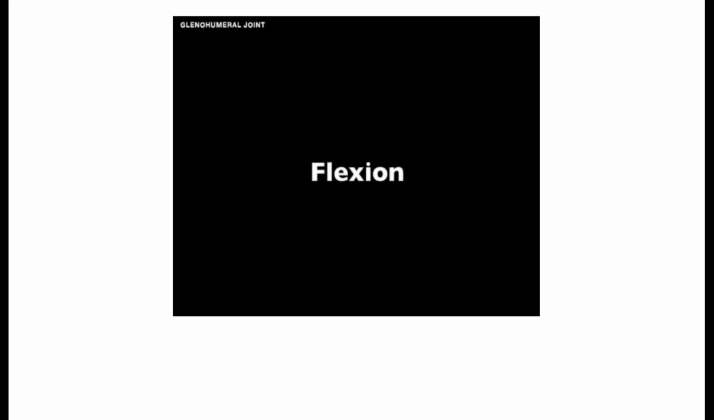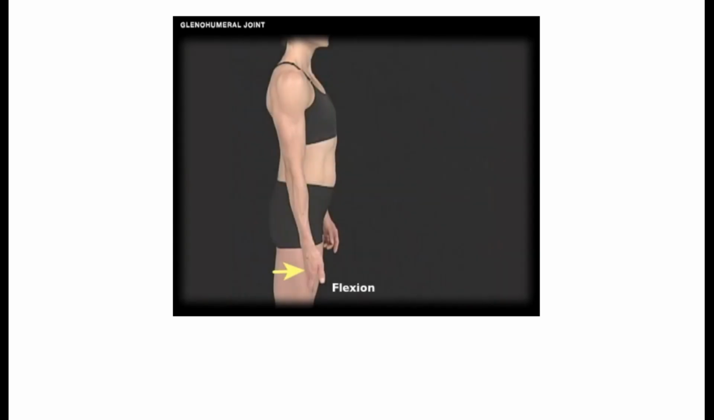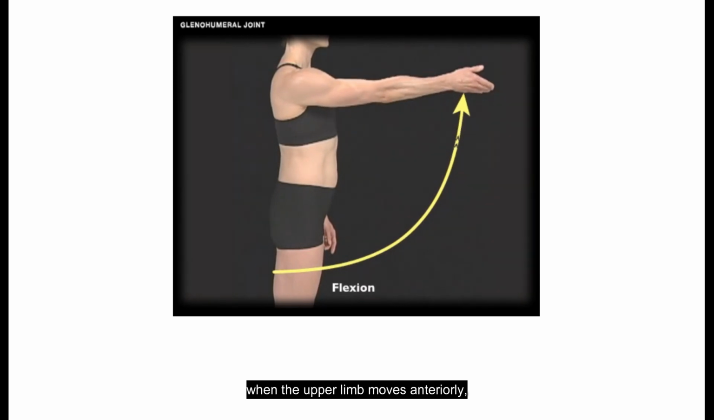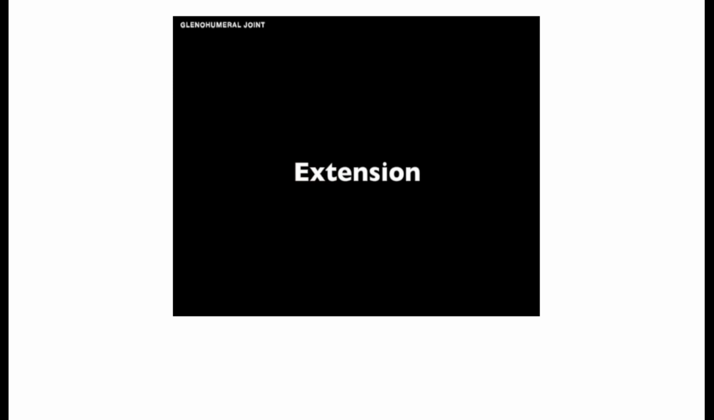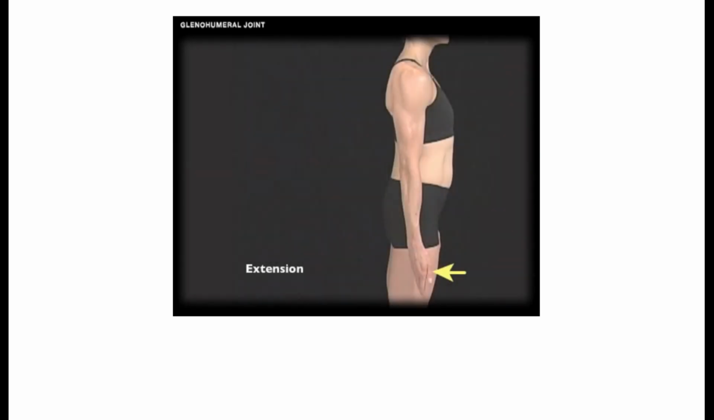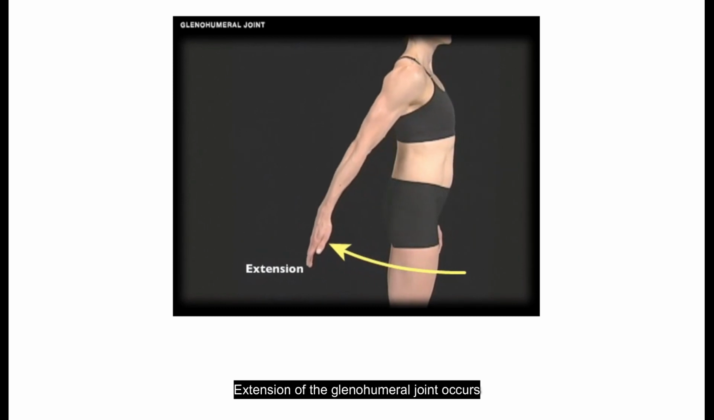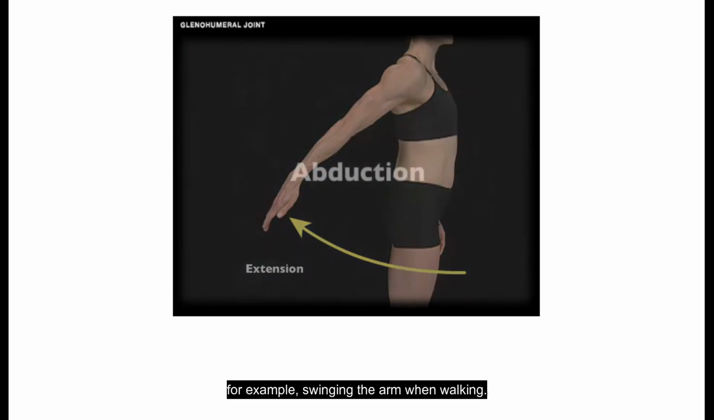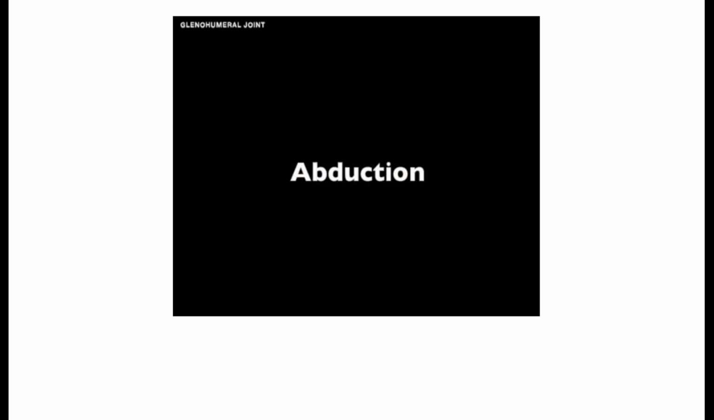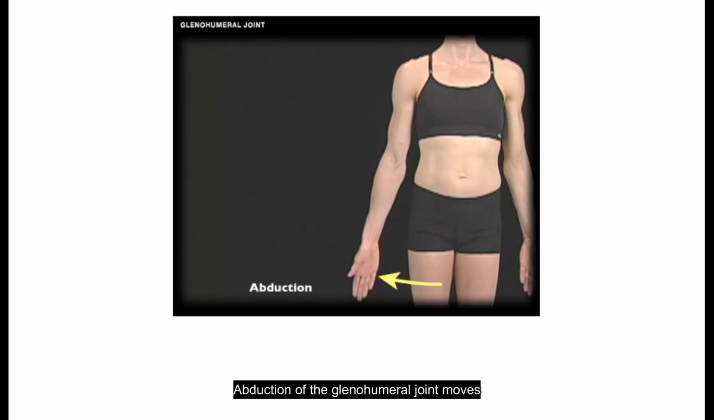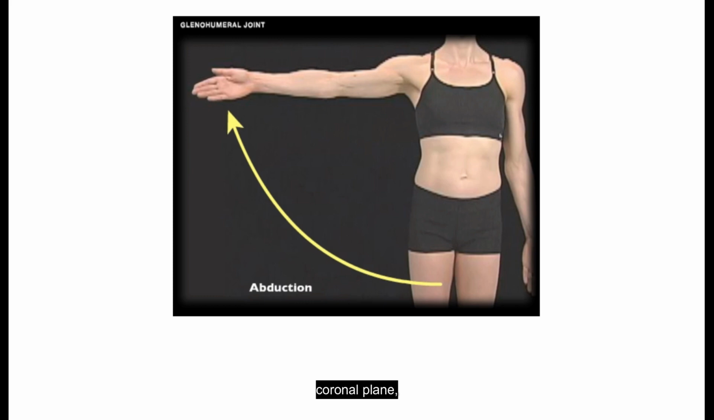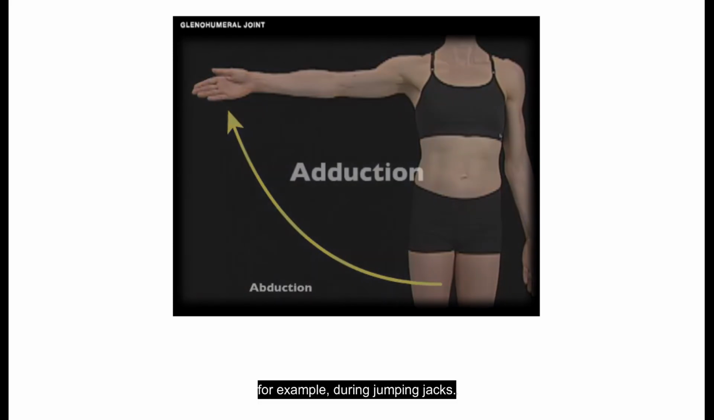The glenohumeral joint is the articulation between the glenoid fossa of the scapula and the head of the humerus. Flexion of the glenohumeral joint occurs when the upper limb moves anteriorly, for example, swinging the arm when walking. Extension of the glenohumeral joint occurs when the upper limb moves posteriorly, for example, swinging the arm when walking. Abduction of the glenohumeral joint moves the upper limb away from the body in the coronal plane, for example, during jumping jacks.